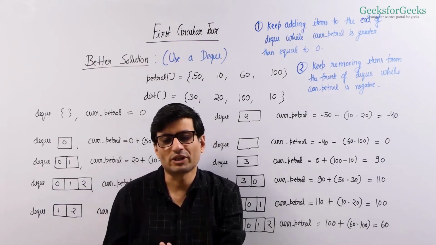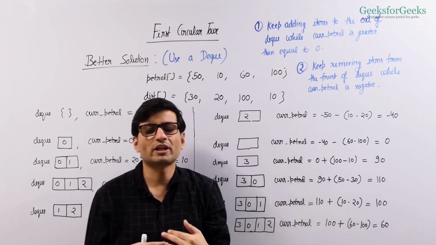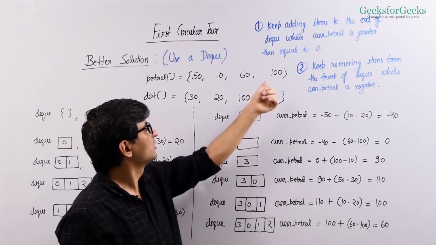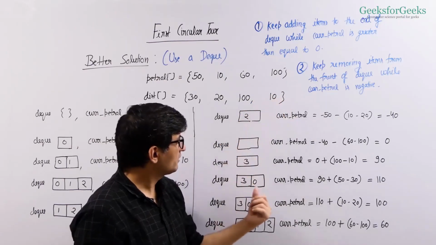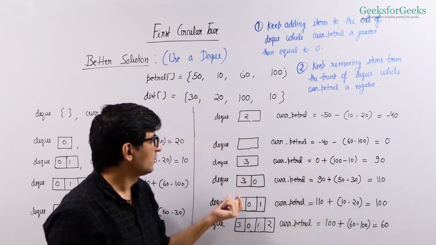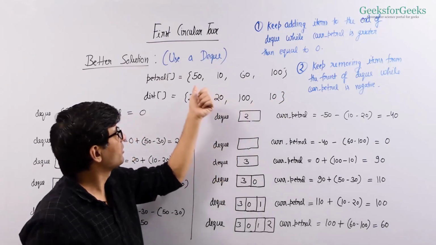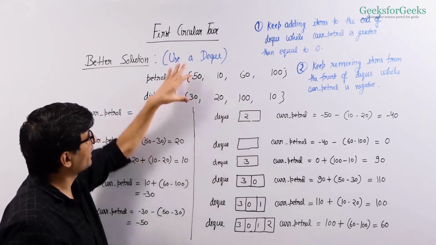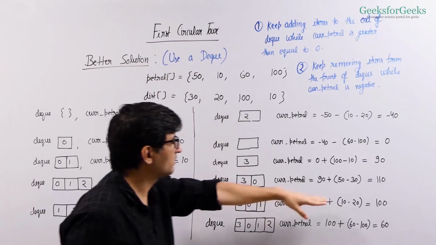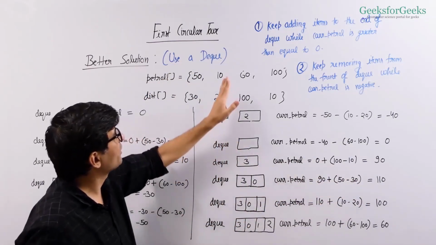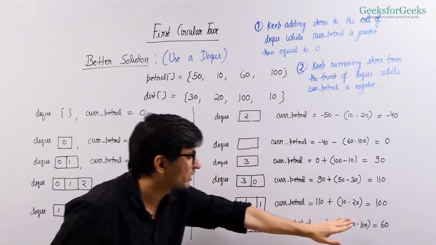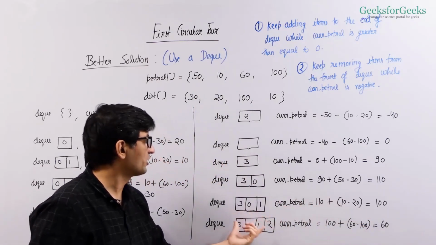So we add the next petrol pump to the DQ and update the current petrol. So we add this 100 minus 10, our current petrol is 90. Then we add the next of this. Since it is a circular tour, we are going to consider next as index 0. So we add index 0. So our current petrol becomes 110. Now we add this one. So current petrol becomes 100. These are all there in the DQ.